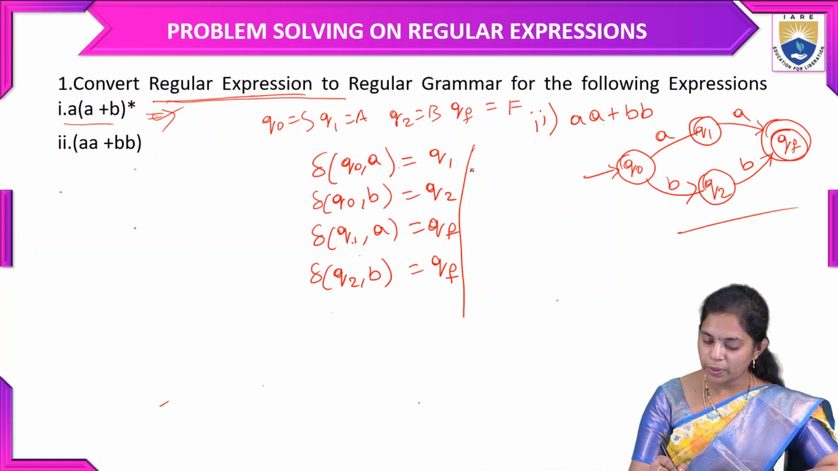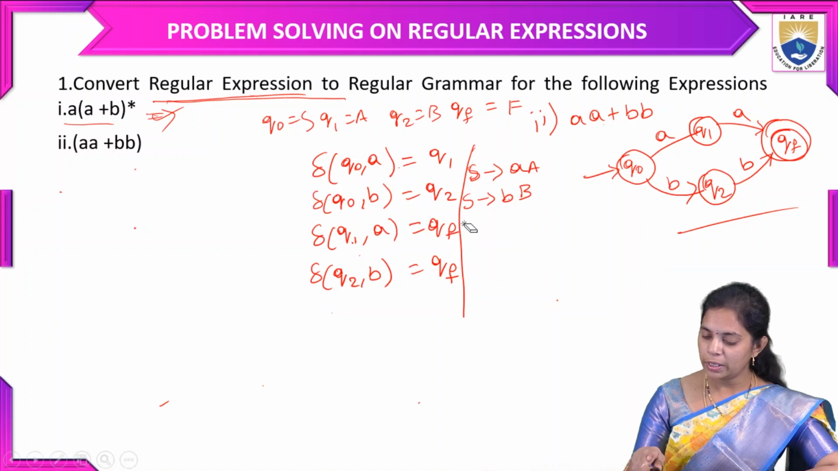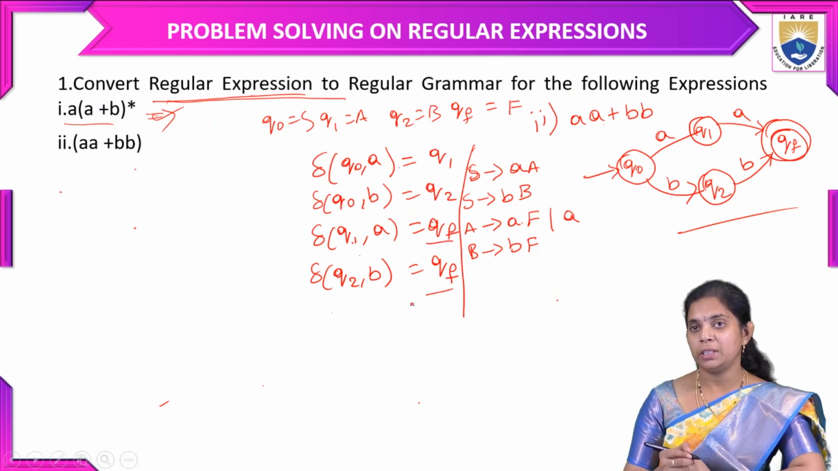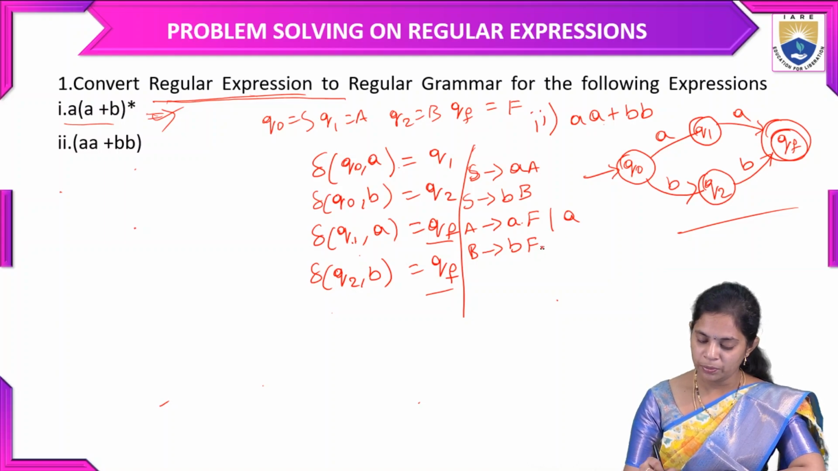So here we need to write S tends to A, reaching the value A, and S tends to B, reaching the value B. S is already finished with its two input symbols, and we need to write A tends to A, reaching the final state. B tends to B, reaching the final state. And since both are reaching the final state, we need to write the terminal values also.